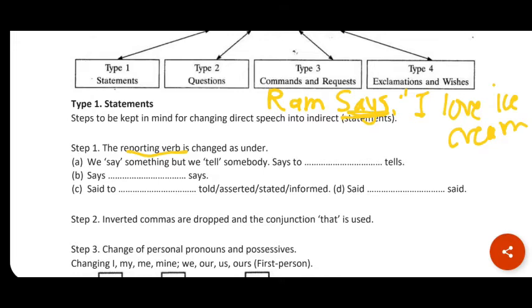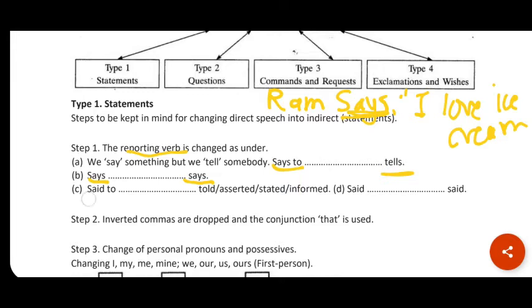So first, we say something but tell somebody. Okay. So if the reporting verb is says to, it changes to tells. If the reporting verb is says, it remains says. If the reporting verb is says to, then it changes to tells. But if it is says, then it remains says.